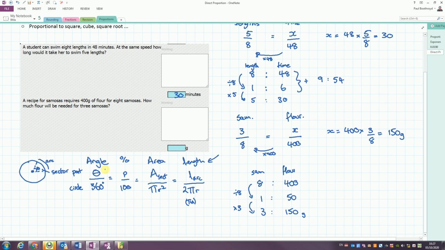This equation here is really useful for working out parts of a circle, and it's the same maths as we've got here. So the reason I'm encouraging you to use this sort of method is it builds up nicely for the sectors. That'll do.